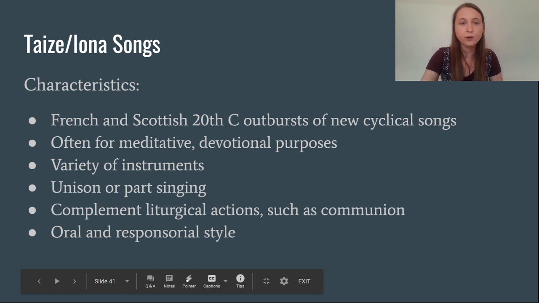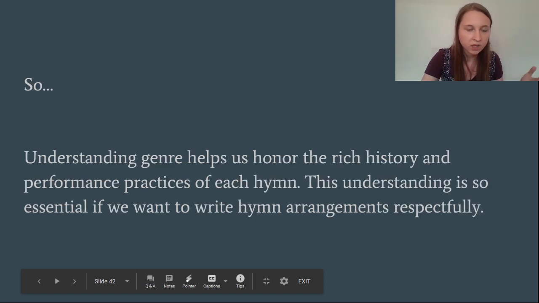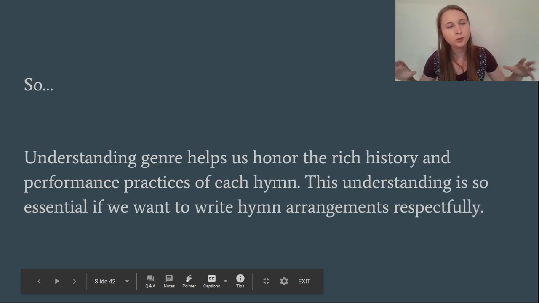These are sung either unison or in parts. They often complement liturgical actions. So they're happening during a liturgical action, such as communion. So, all right, we're done with the genre portion. Hope that was sort of fun.